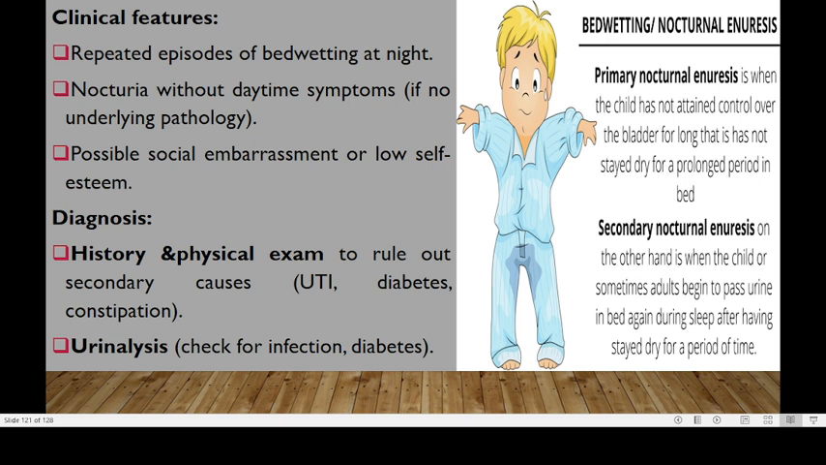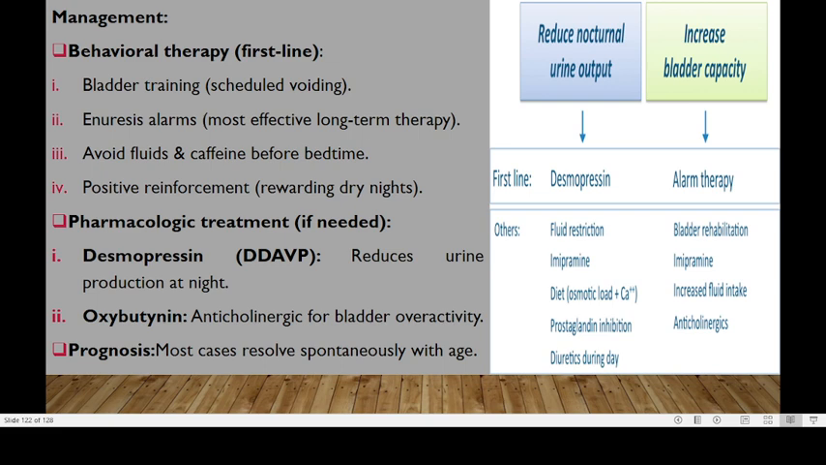So the patient is going to present with repeated episodes of bedwetting at night, nocturia without daytime symptoms if no underlying pathology, and possible social embarrassment or low self-esteem. So we could do history and physical exam to rule out secondary causes like UTI, diabetes, or constipation. Urinalysis, you check for infection and diabetes.